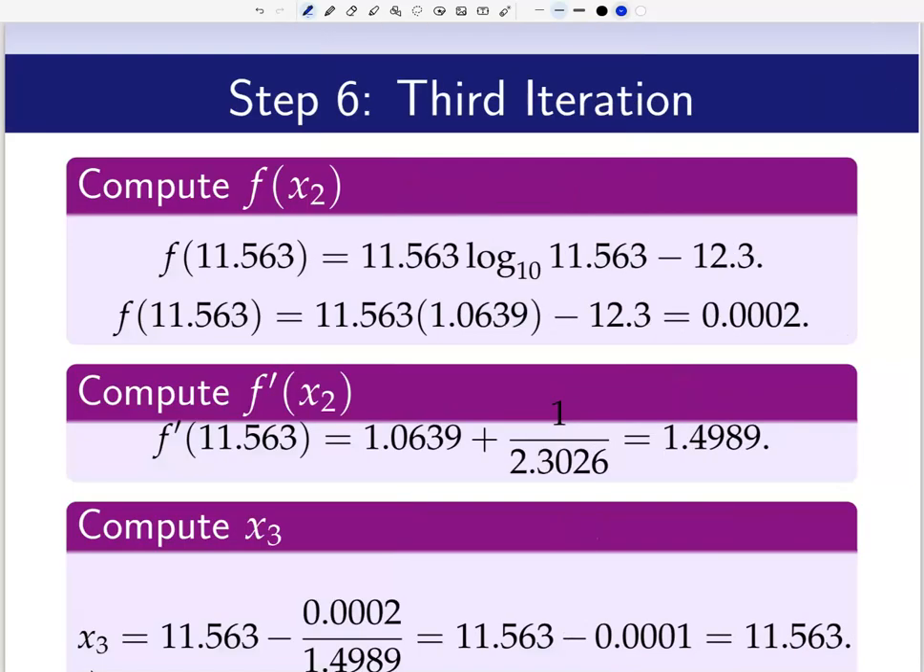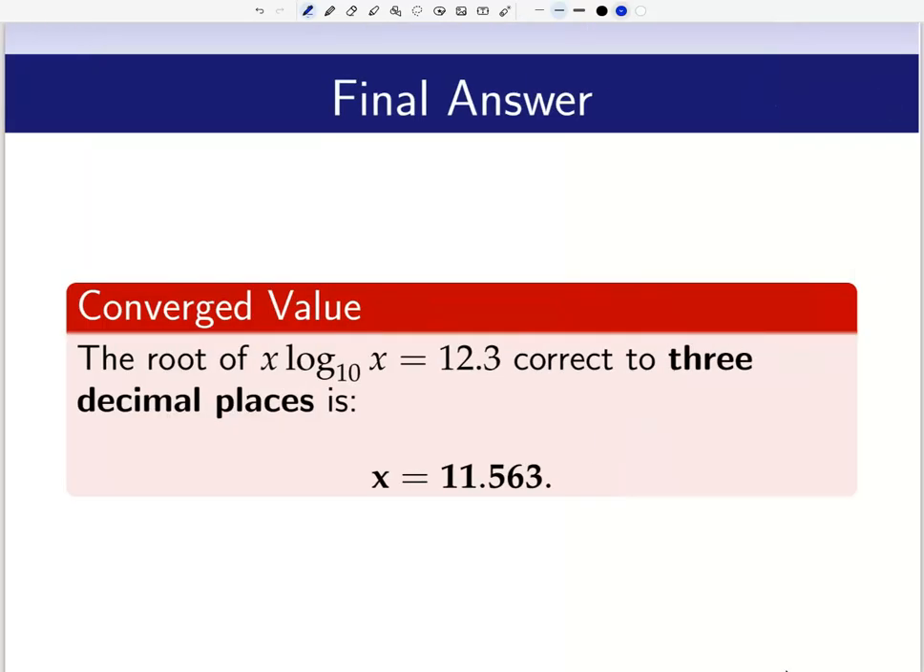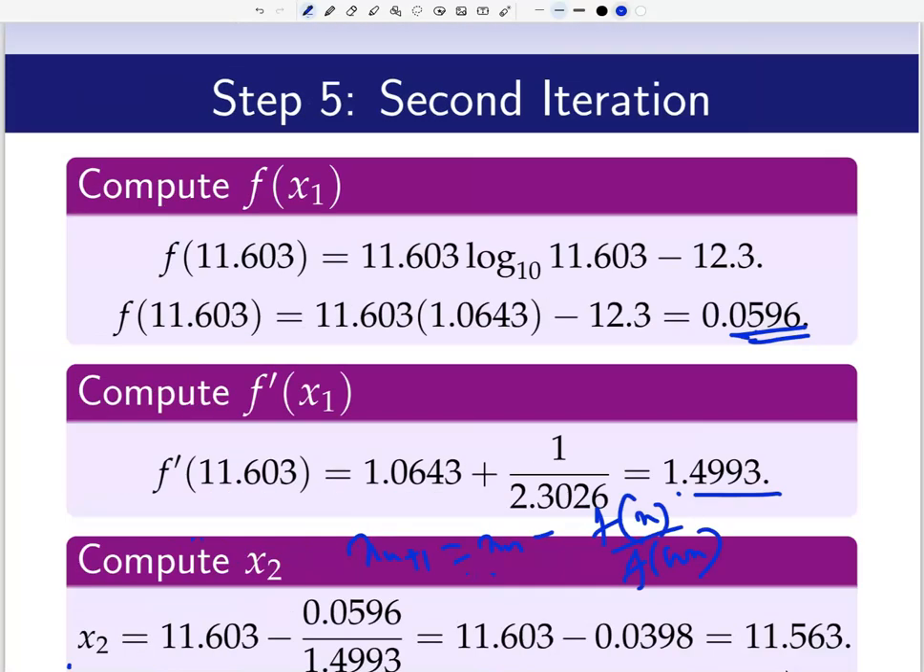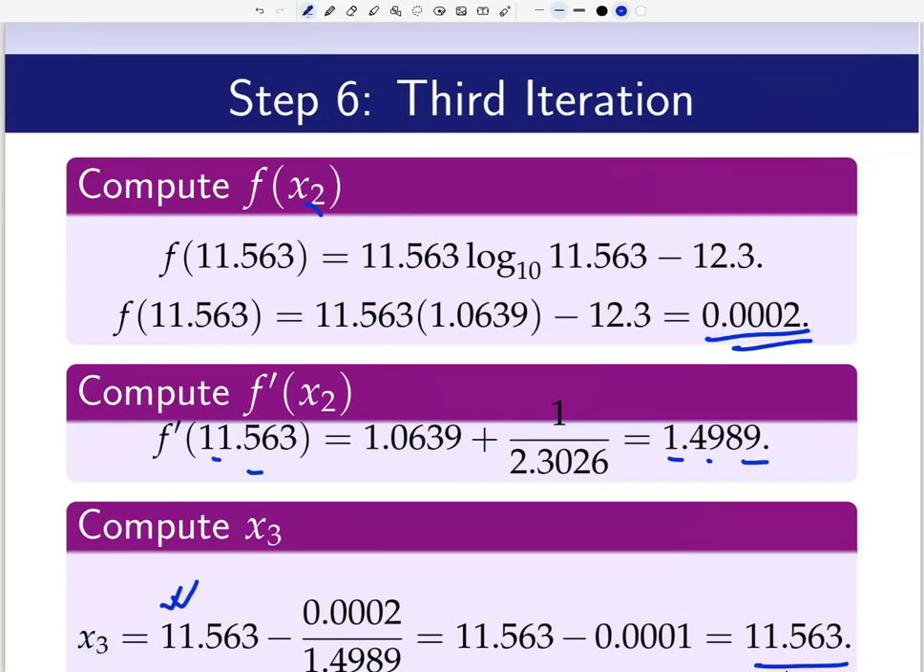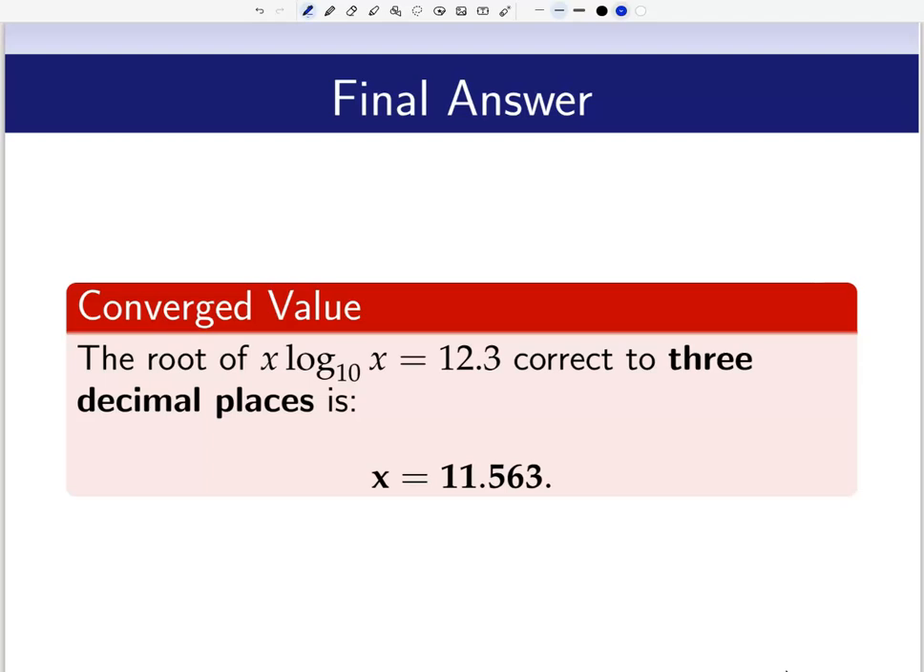Now again using x2 we can calculate x3. So f(x2), if we plug that in, we'll get this value, and f dash (11.563) will be 1.4989. Again using the Newton-Raphson method, x3 will be 11.563. So earlier x2 we got 11.563 and x3 is also 11.563. Now consecutive two roots are nearly equal, and also it is correct to 3 decimal places. So the root of the equation x log10 x is nothing but 11.563. That is the answer. That's it.